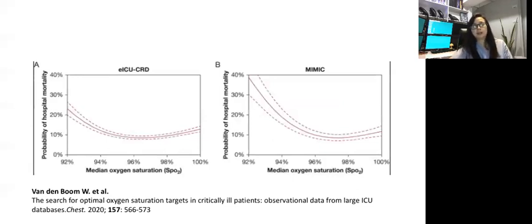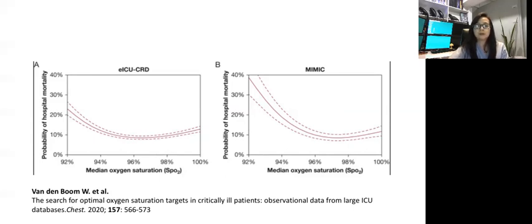Retrospective analyses were conducted of 2 electronic medical record databases, the eICU Collaborative Research Database and the Medical Information Mart for Intensive Care database. The analysis identified over 26,000 and over 8,000 patients respectively. The optimal oxygen saturation was 94 to 98% in both databases. The percentage of time within the optimal SpO2 range was associated with decreased hospital mortality.